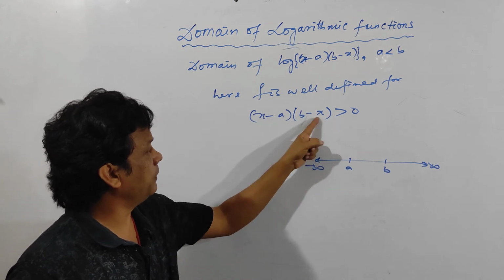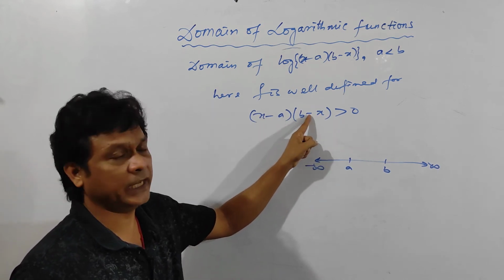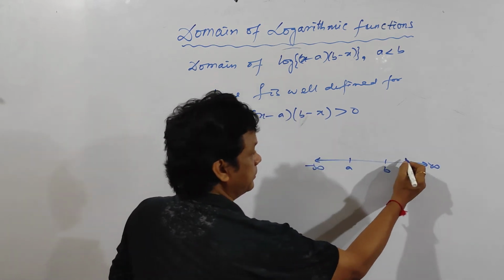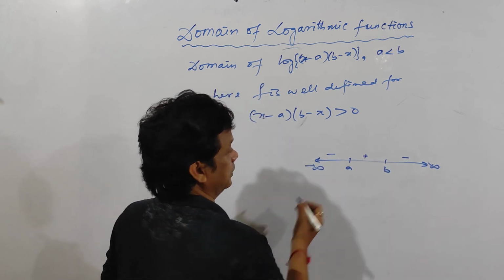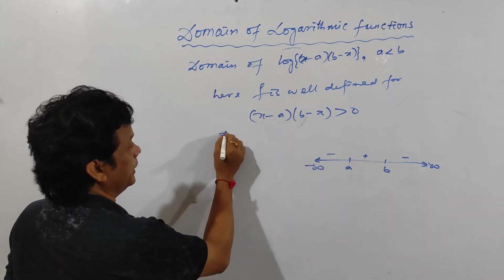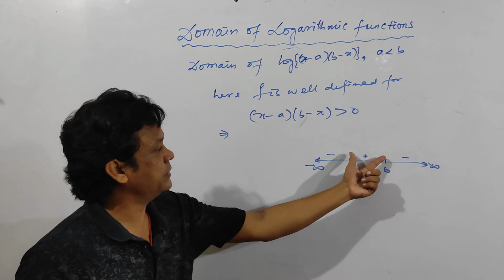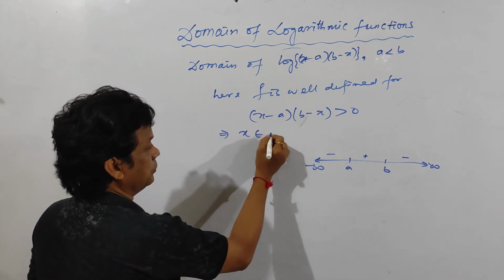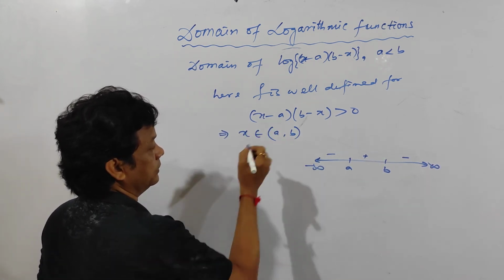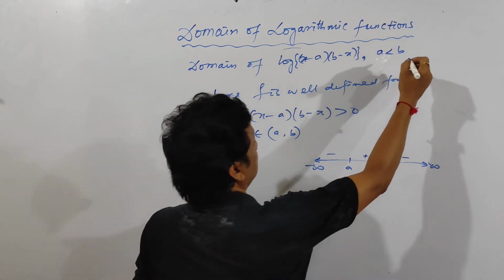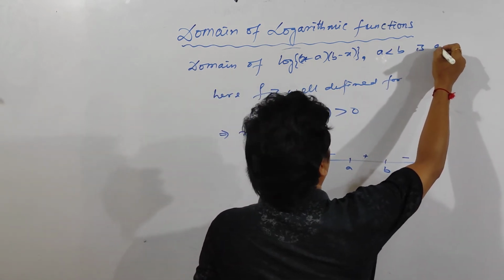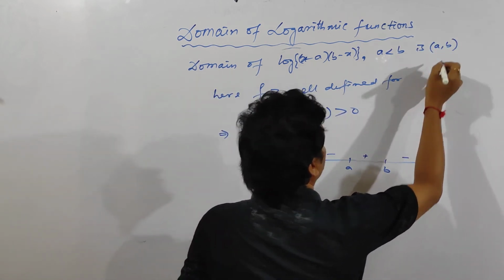So if you multiply, the sign of x square will be negative. So put your negative sign, then positive, then negative. So what is your requirement? Positive. That means the middle one. So x belongs to a, b open interval. So this is the domain. That means the domain is a, b open interval.